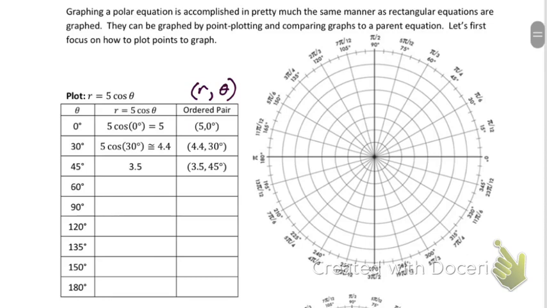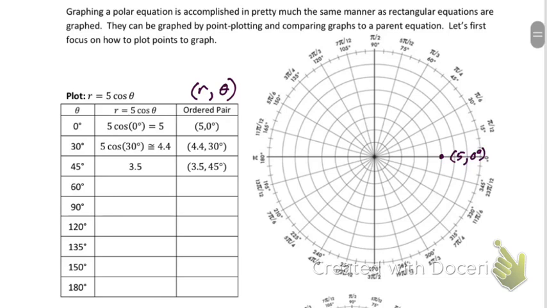To plot this point, we're going to go out 5 marks, 1, 2, 3, 4, 5, and we're going to go up 0 degrees. All right, 0 degrees isn't going to move it anywhere. So we're just going to count out 5, 1, 2, 3, 4, 5, and put a point. That is my point, 5, comma, 0 degrees.